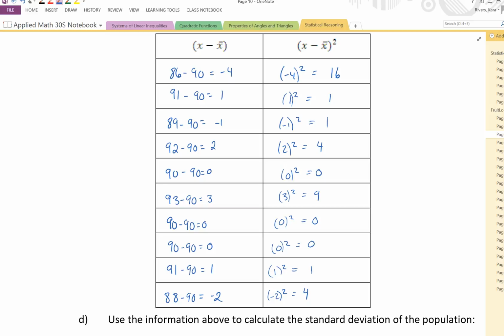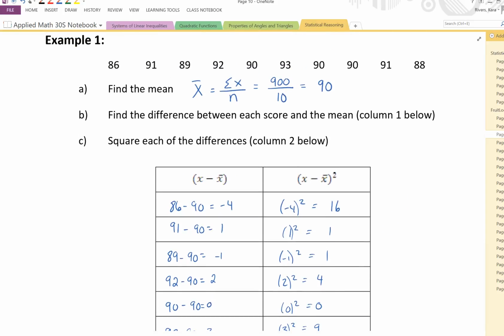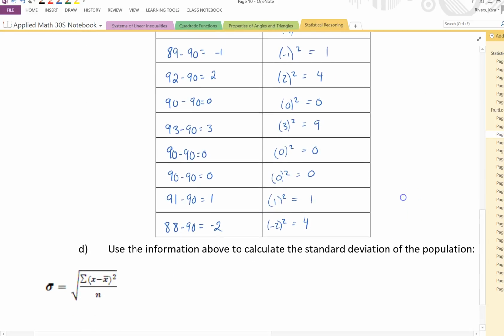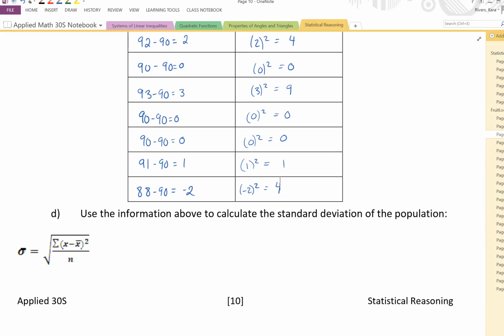At this point, we've done quite a bit of work, but we're still not done. You can see we've only got 10 data points here, and already finding the standard deviation is quite tedious. So the final step is to use the information that we just figured out and calculate the standard deviation using this formula. So this sigma here, that's the symbol that represents our standard deviation. So it's the square root of the sum of (x minus the mean) squared, all divided by n. So let's substitute everything we've just figured out.